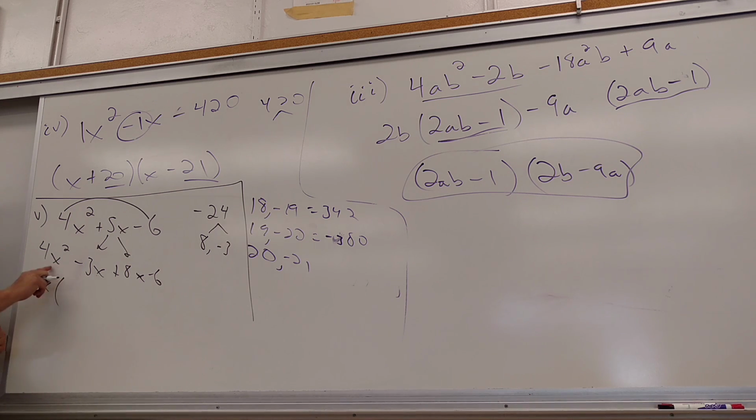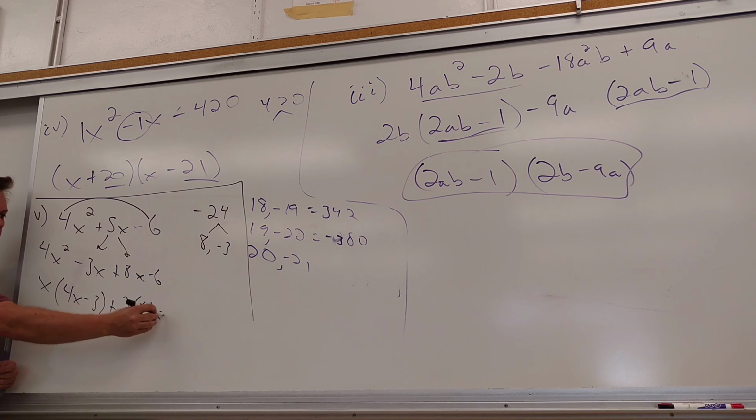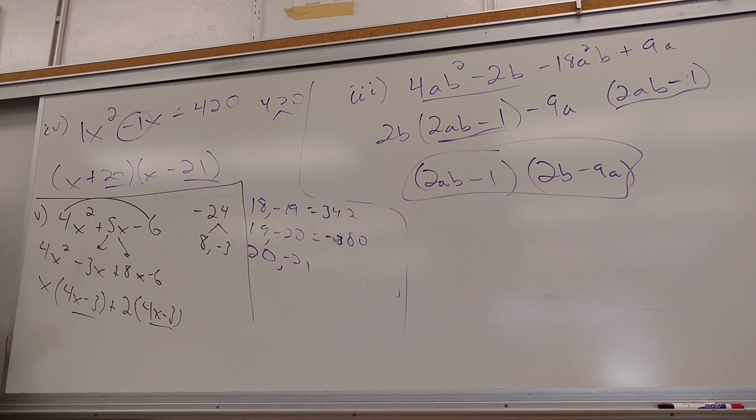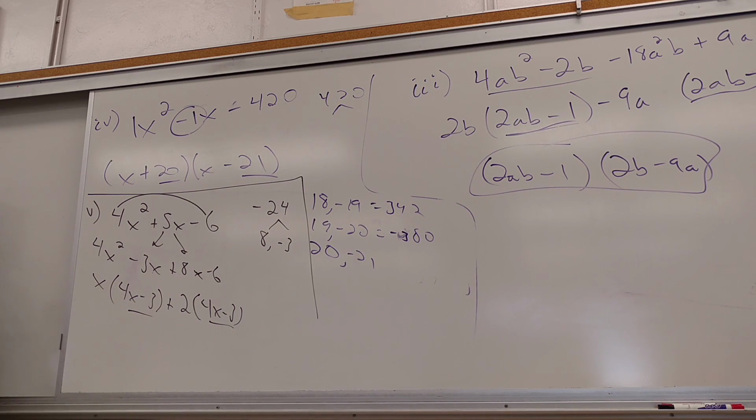So out of the first two comes x. What are you left with? 4x minus 3. What comes out of the next two? 2. Thank God I get the same thing, because that's telling me I'm on the right track. So at the end I get x plus 2.